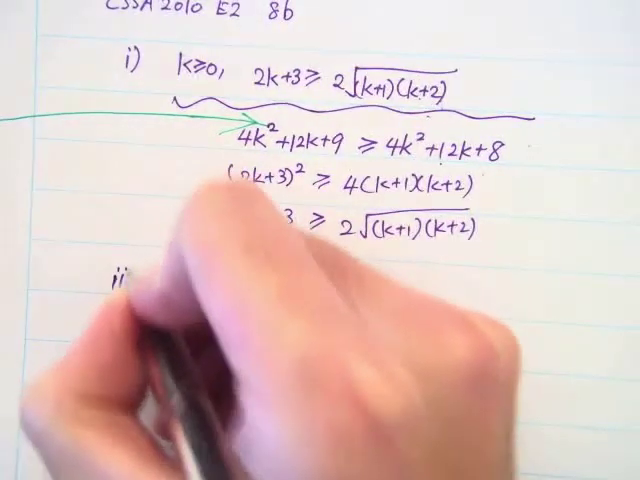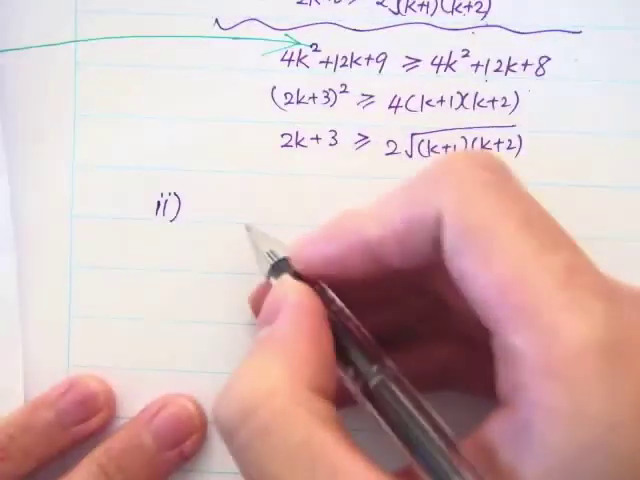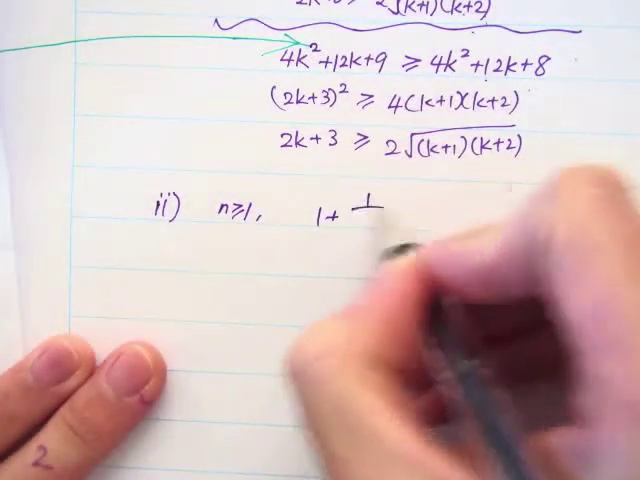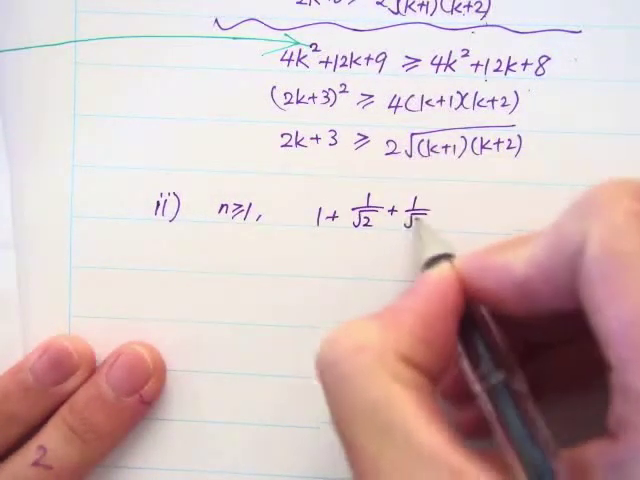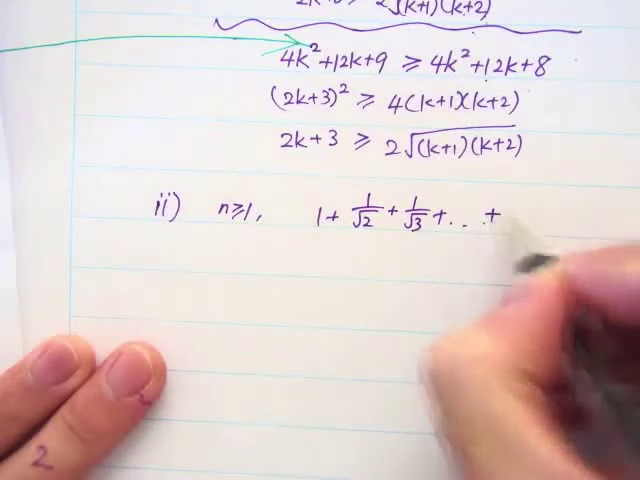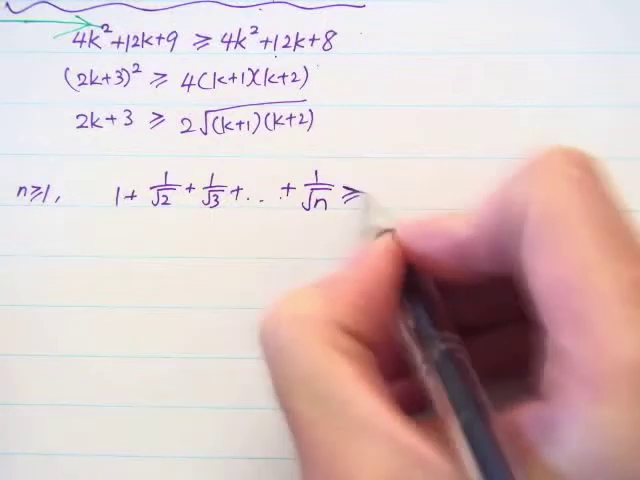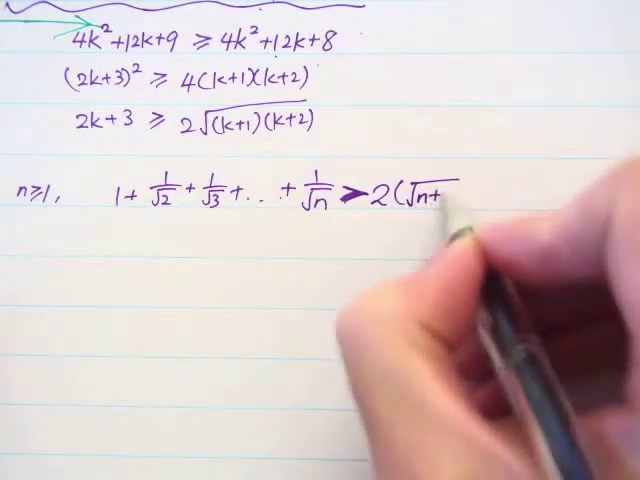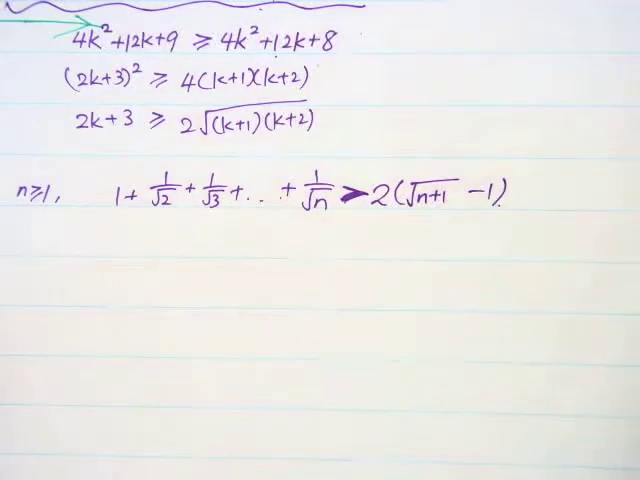Now in part 2, this is where it gets exciting. It says to show that when n is greater than or equal to 1, 1 plus 1 on root 2 plus 1 on root 3 plus, so all these roots, plus 1 on root n, so up to root n, is apparently greater than 2 outside of n plus 1 minus 1.